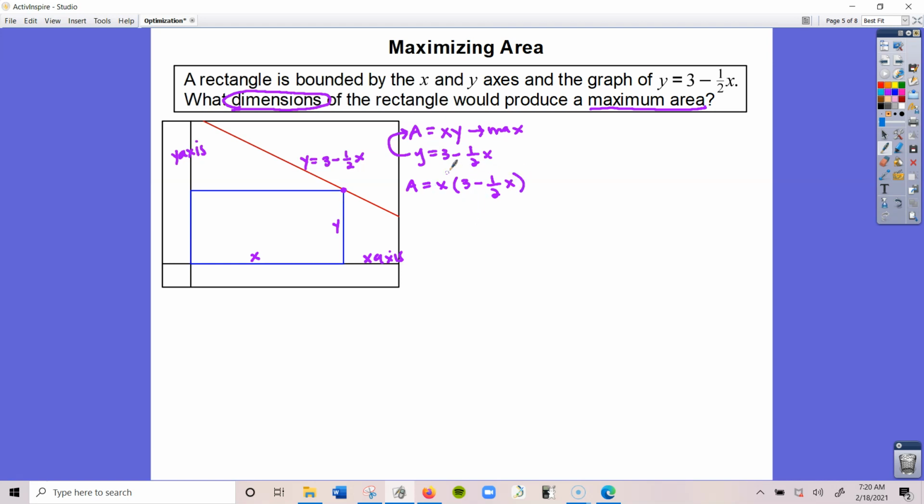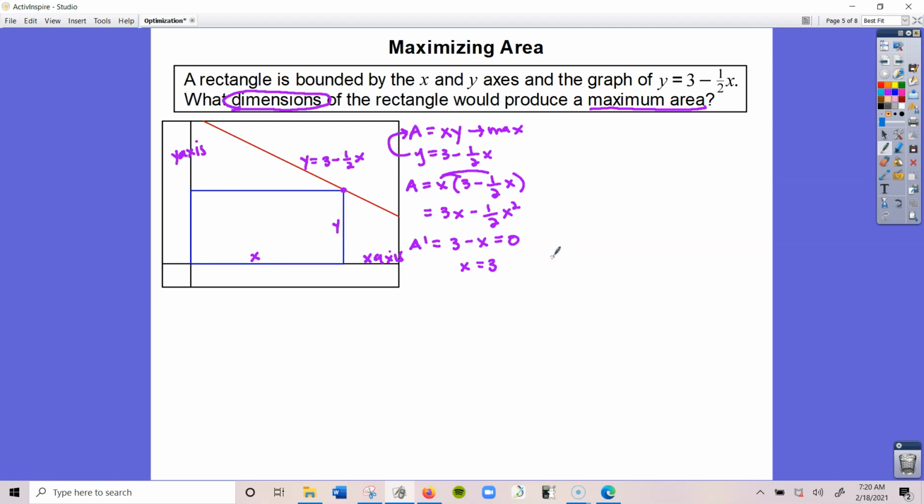Since this is what I want to maximize, we're going to distribute and then take the derivative to find the maximum. So this is going to equal 3x minus 1/2 x squared. If I find the derivative, that's going to equal 3 minus x. And when we're finding the derivative, we make it equal to 0 so that we can get those critical numbers, which if you were to solve this, you would subtract the 3, divide by -1, so you get that the critical number here is x is equal to 3.